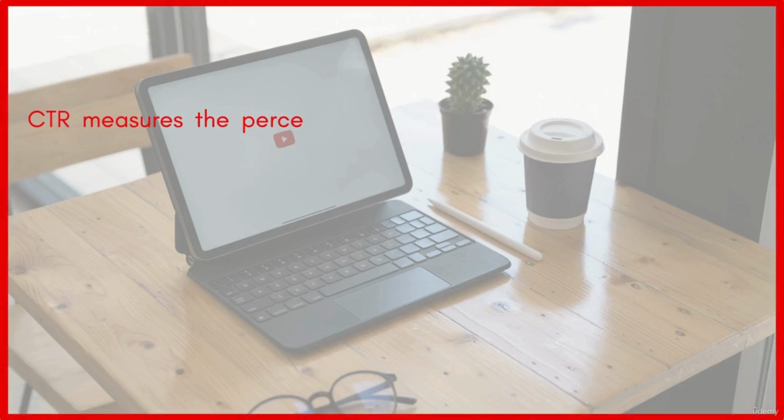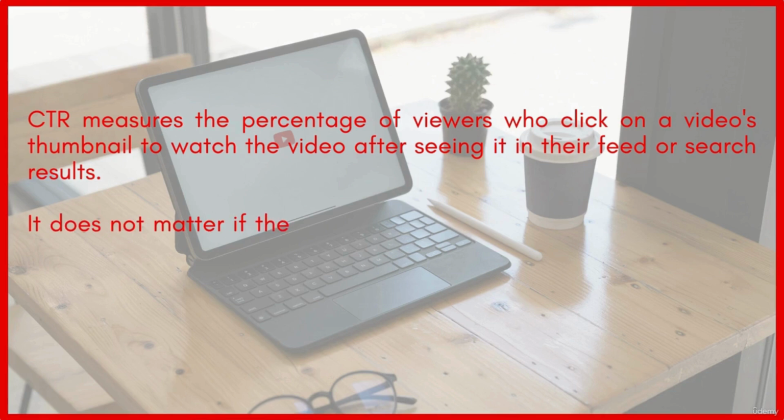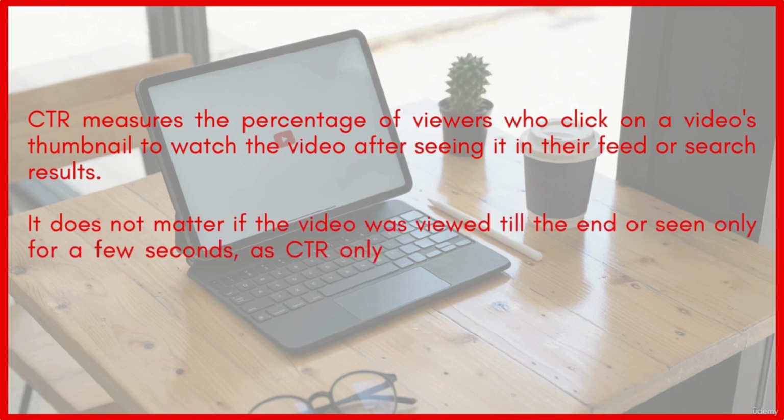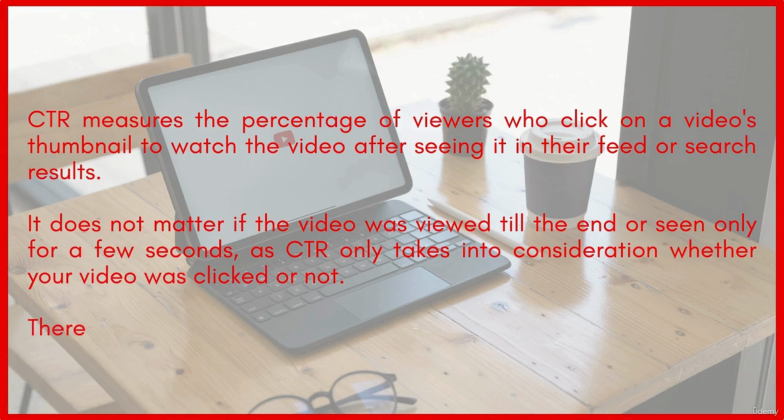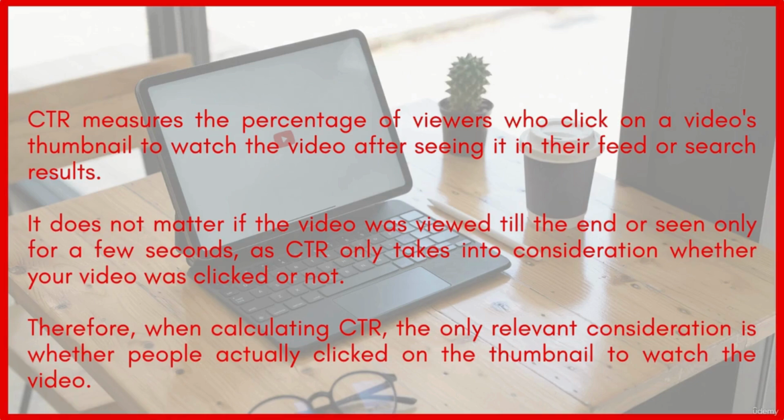CTR measures the percentage of viewers who click on a video's thumbnail to watch the video after seeing it in their feed or search results. It does not matter if the video was viewed till the end or seen only for a few seconds, as CTR only takes into consideration whether your video was clicked or not. Therefore, when calculating CTR, the only relevant consideration is whether people actually clicked on the thumbnail to watch the video.